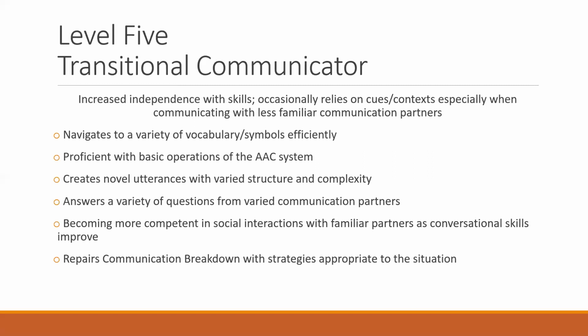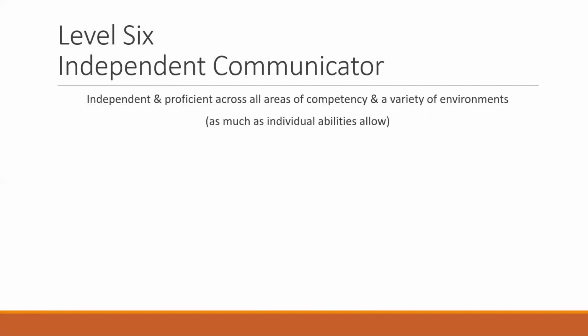Okay, so that's the big thing here. They are consistently repairing communication breakdown. They are certainly more competent and confident in social interactions, but they're not quite independent yet. That's why they are level 5. They still are occasionally relying on cues and context. And with a level 6 communicator, they are independent and proficient across all areas of those competencies and in a variety of environments. And we have here just as much as individual abilities will allow.